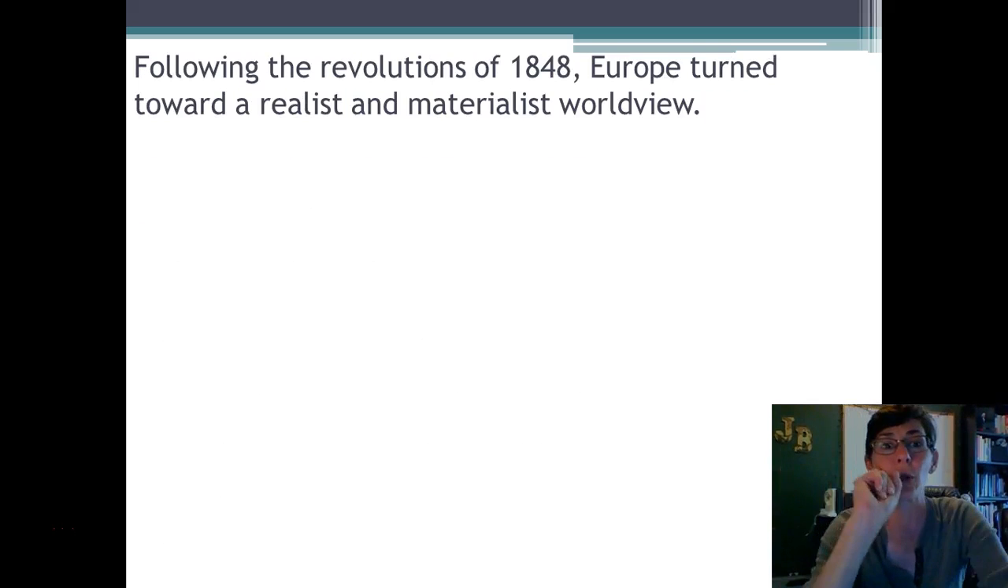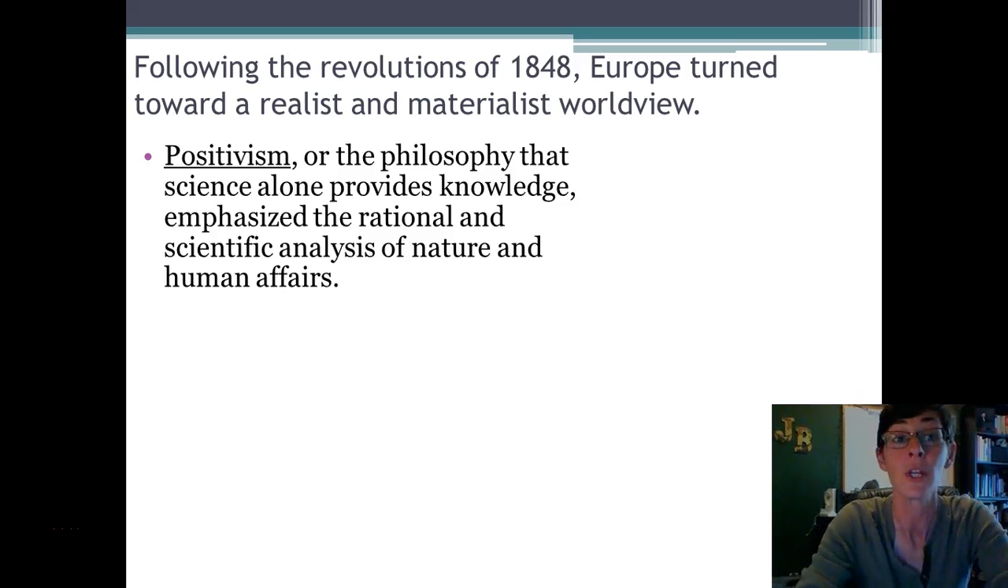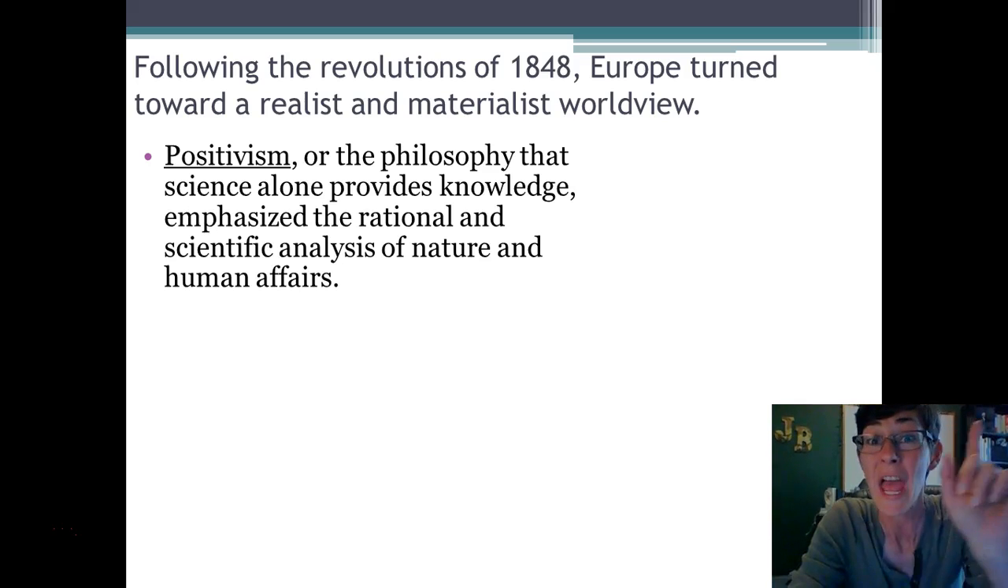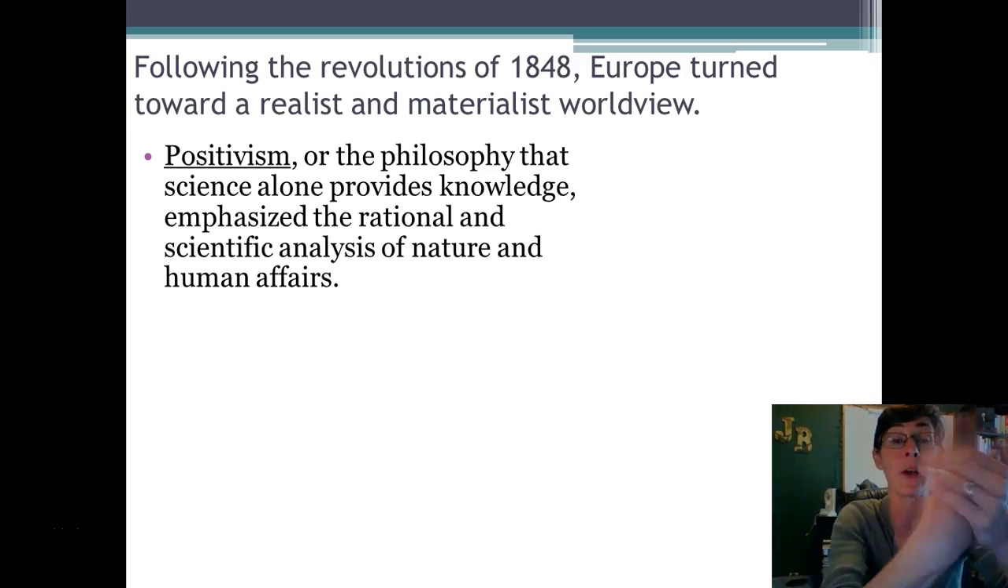Following the revolutions of 1848, Europe turned toward a realist and a materialist world view. So positivism, or the philosophy that science alone provides knowledge, emphasized the rational and scientific analysis of nature and human affairs. Romanticism was a direct counterpunch to that.